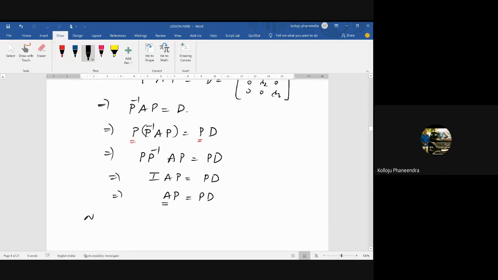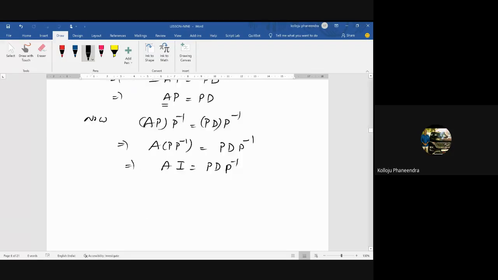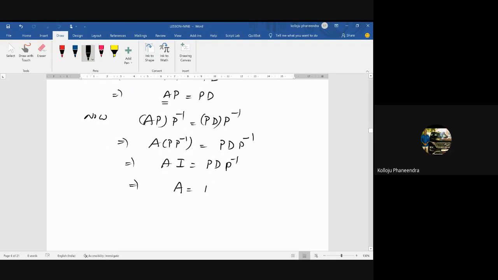Next, I need only A, so post-multiplying by P inverse, we get P D P inverse. This is called post-multiplying by P inverse. Associative property holds in matrix product. Therefore A I equals P D P inverse, that is, A equals P D P inverse. This is important. This is A power 1.